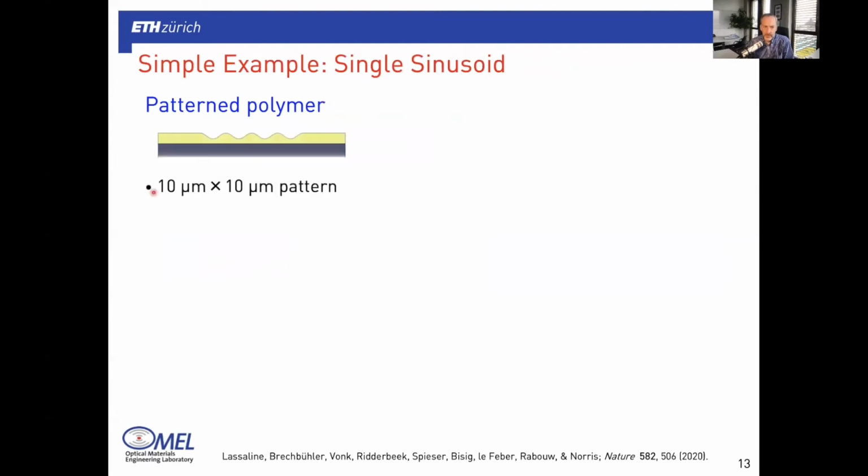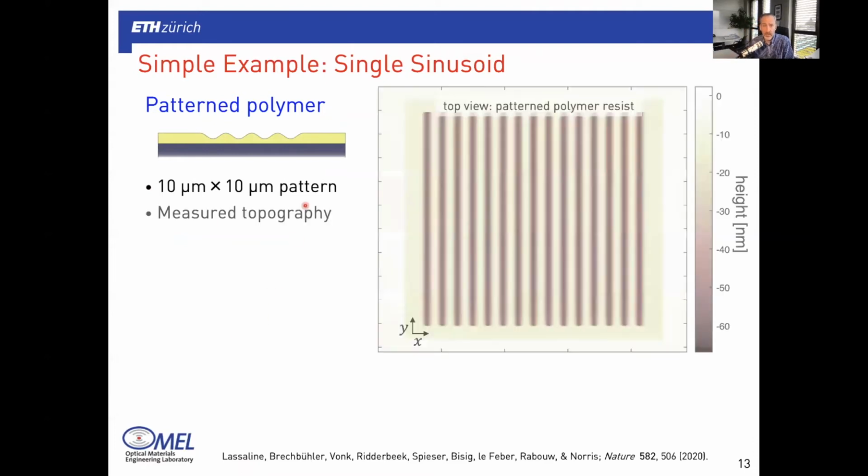And indeed, Nolan Lassaline, the doctoral student who has really been the driving force behind this project, did this over a 10 micron pattern in the polymer. And here's the measured topography in the polymer. So this is a height profile, and you can see that the polymer is actually patterned now. So that's periodic in X and constant in Y.